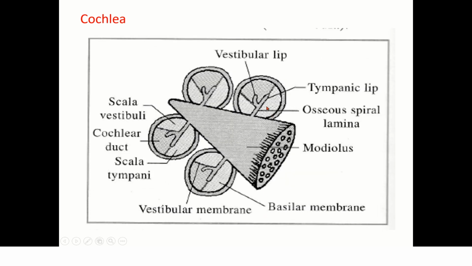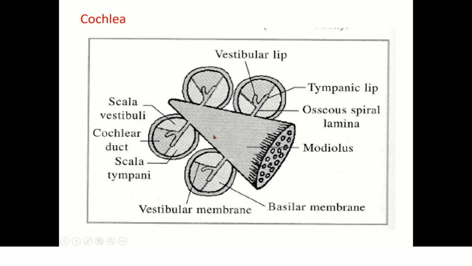You can see here there is an osseous spiral lamina projecting from the modulus into the cochlear canal. It has a vestibular lip and a tympanic lip. From the tympanic lip extends the basilar membrane, and slightly behind the tip of the vestibular lip there is the attachment of the vestibular membrane. This attachment divides the cochlear canal into the scala vestibuli above the vestibular membrane and the scala tympani below the basilar membrane. Between the vestibular membrane and the basilar membrane is the cochlear duct, which is a part of the membranous labyrinth.